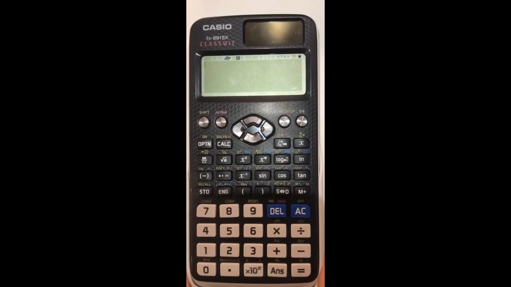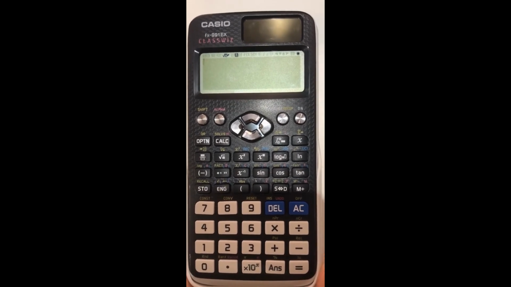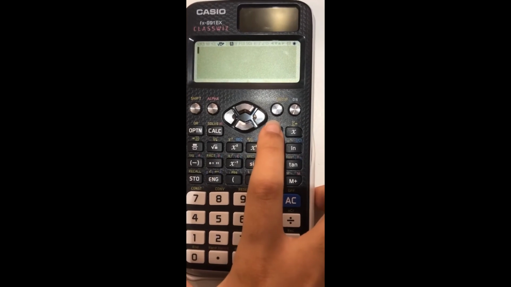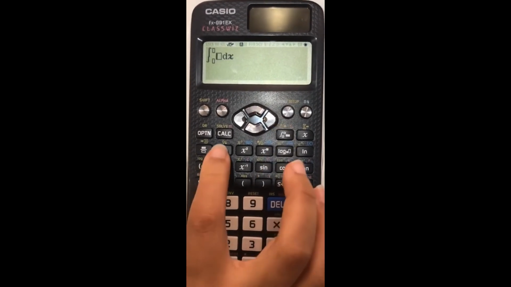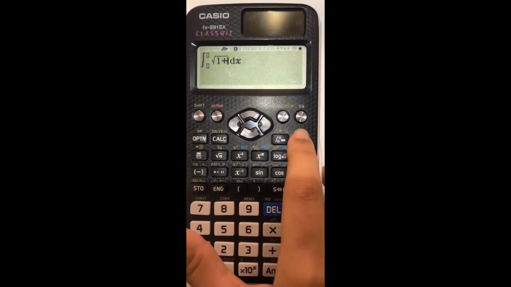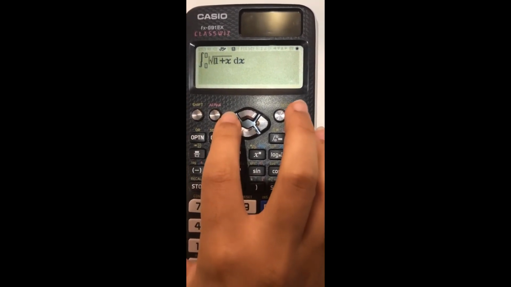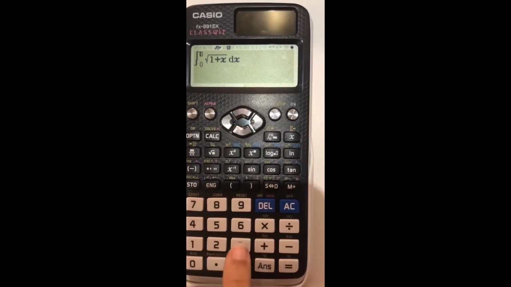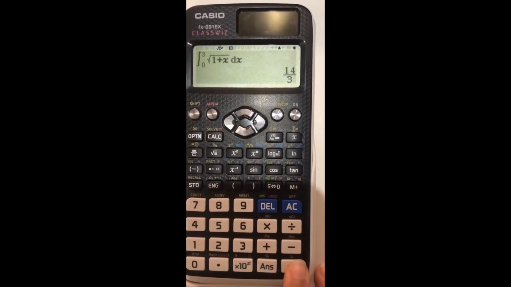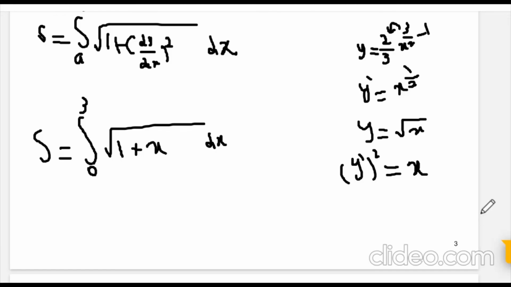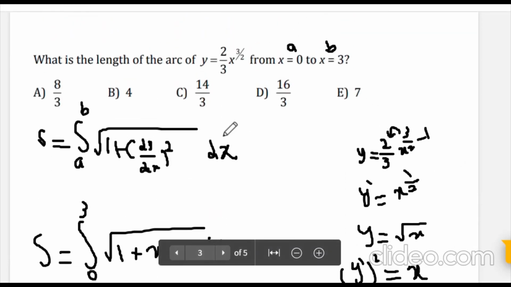And now I'm going to put this whole formula in the calculator. So how do we find the arc length in the calculator? This is the arc length formula, and then I'm going to put square root of 1 plus x as we solved it in the formula. Then down was 0 and up was 3. And this is how we find the answer. After using the calculator, we have an answer of 14 over 3.